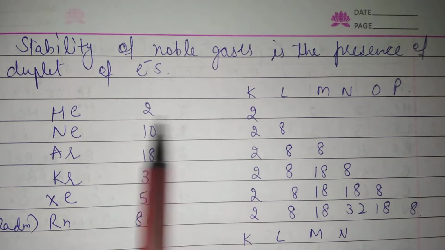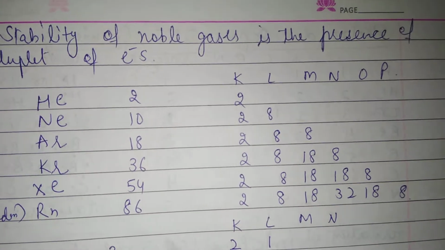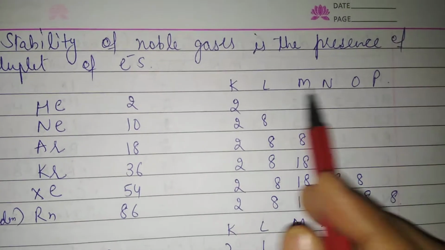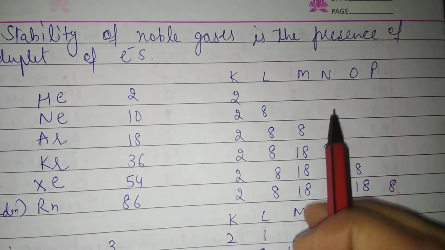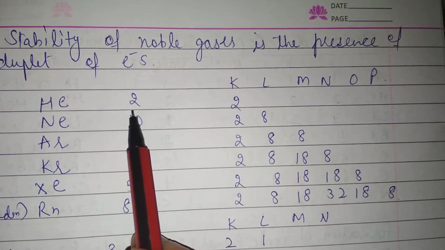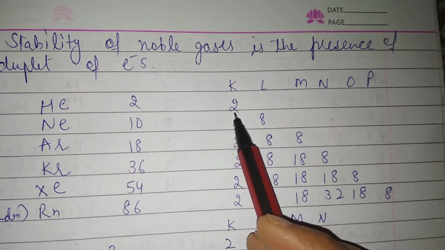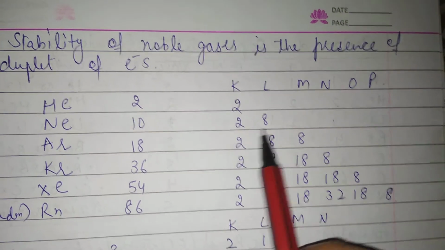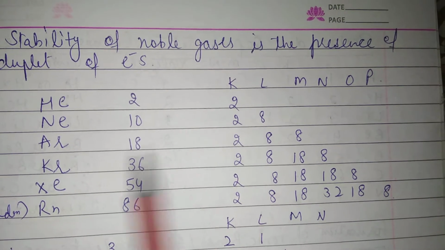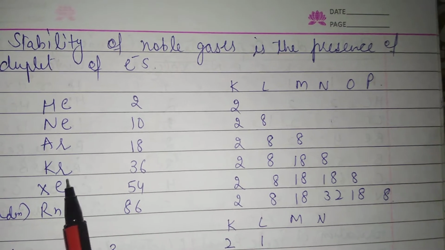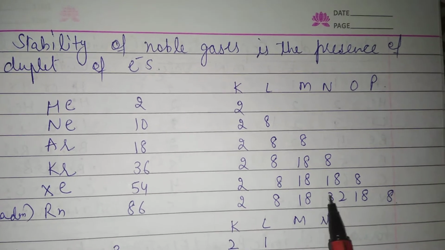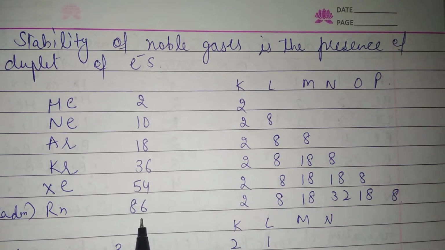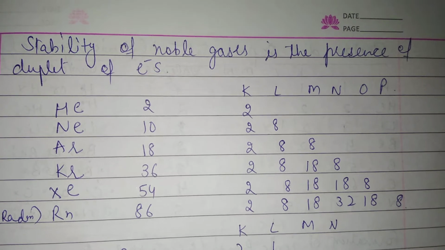Now the stability of the noble gases depends on the duplet or octet of electrons. For example, helium. We have already studied the K, L, M, N, O, P shells in chapter 3 in class 9th. Helium has atomic number 2, so 2 electrons are there in the outermost shell. Neon 10: 2, 8, valency completed. Argon 18: 2, 8, 8. Krypton 36: 2, 8, 18, 8. Xenon 54: 2, 8, 18, 18, 8. Radon 86: 2, 8, 18, 32, 18, 8.